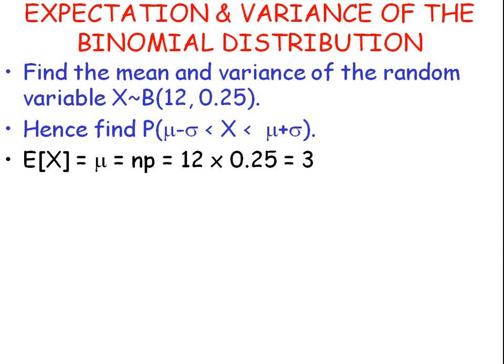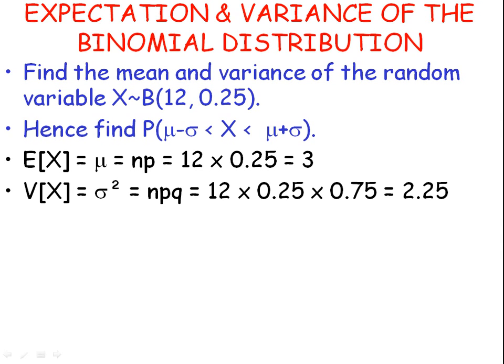So for the variance, and again the notation I've used here is sigma squared for variance. That's the Greek letter lowercase s, so sigma squared. It's npq or np(1 minus p), whichever notation you want to use. So it's 12 times 0.25 times 1 minus 0.25. If you times those together, you get 2.25.